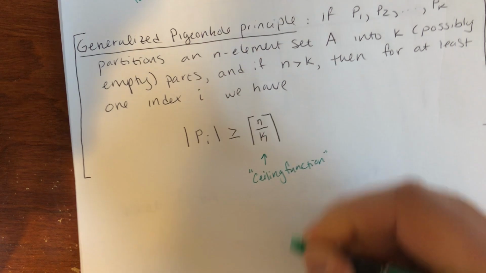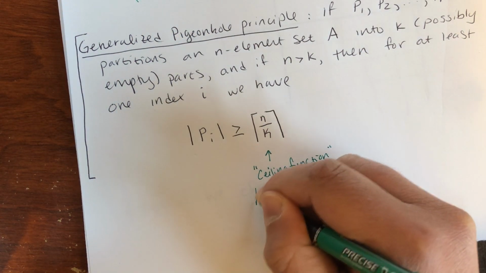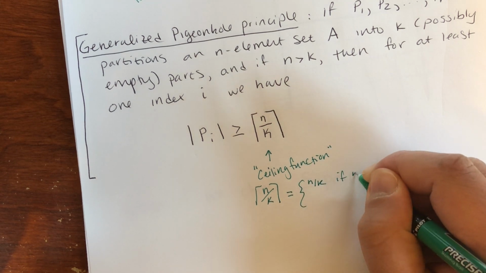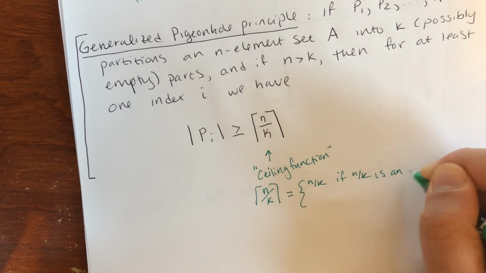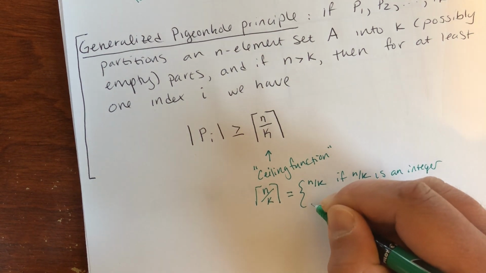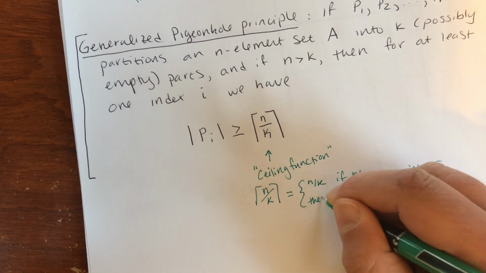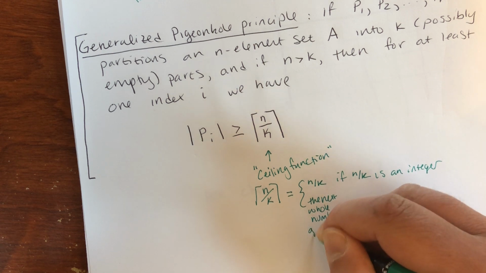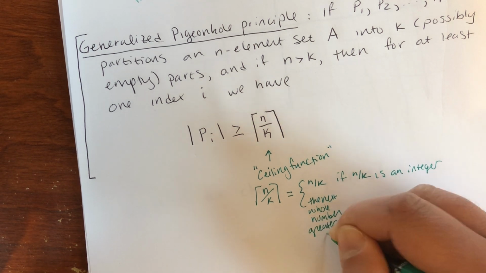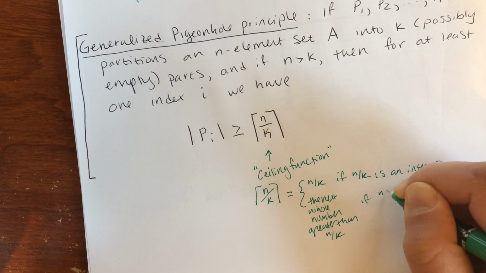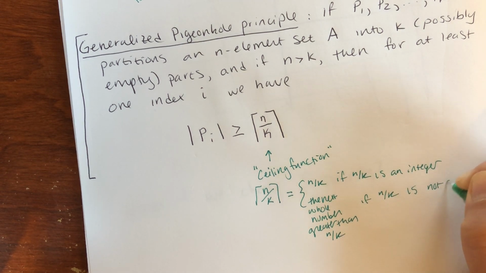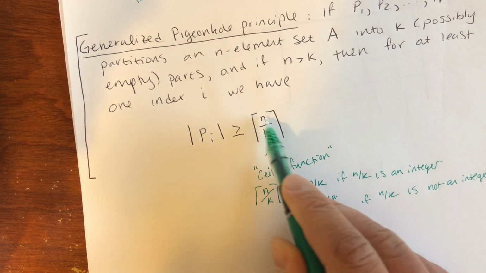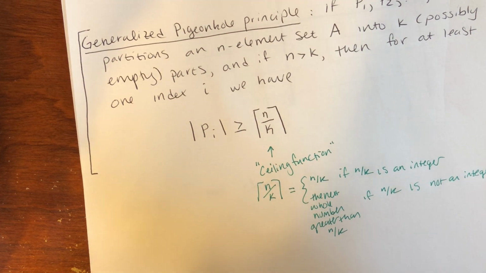It basically says n over k with the ceiling function around it is equal to either n over k itself, if n over k is an integer, and it's equal to the next whole number greater than n over k if n over k is not an integer. In other words, this is a round up function. It says take n over k, and if you get a decimal, round up to the nearest whole number, right?